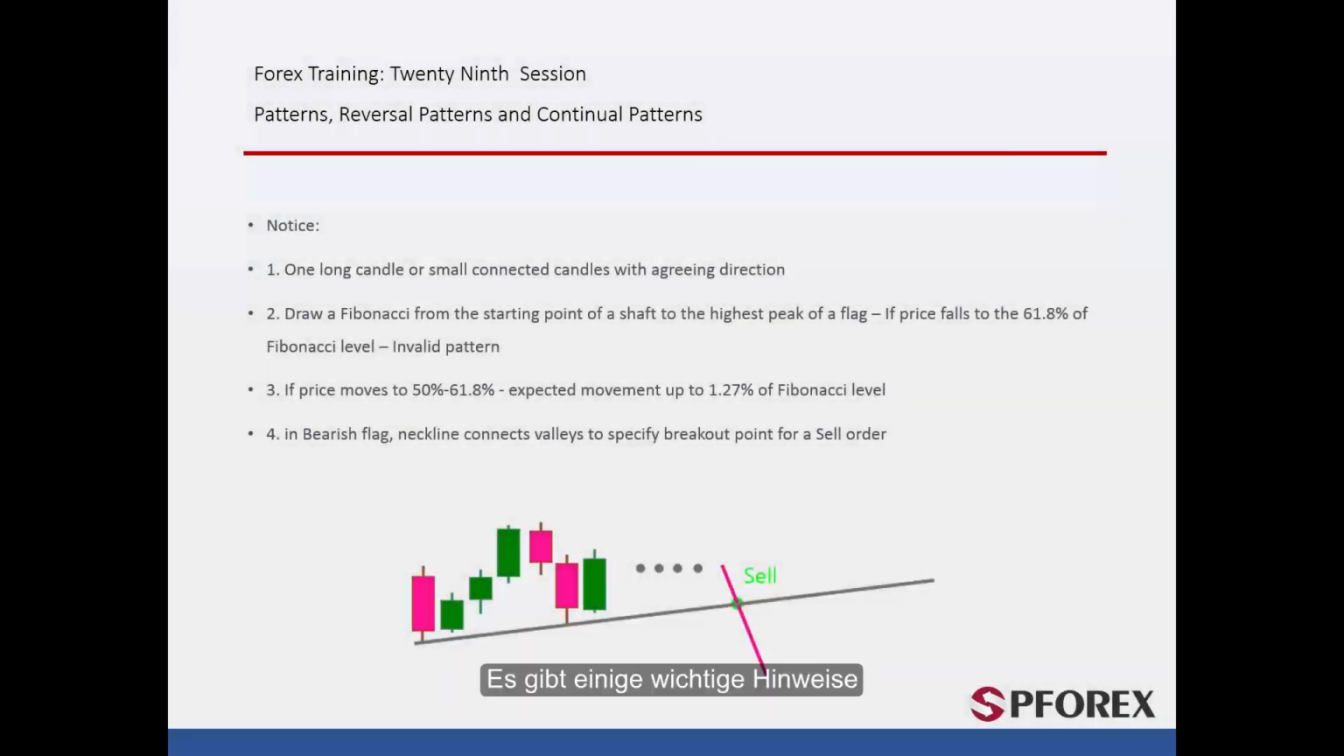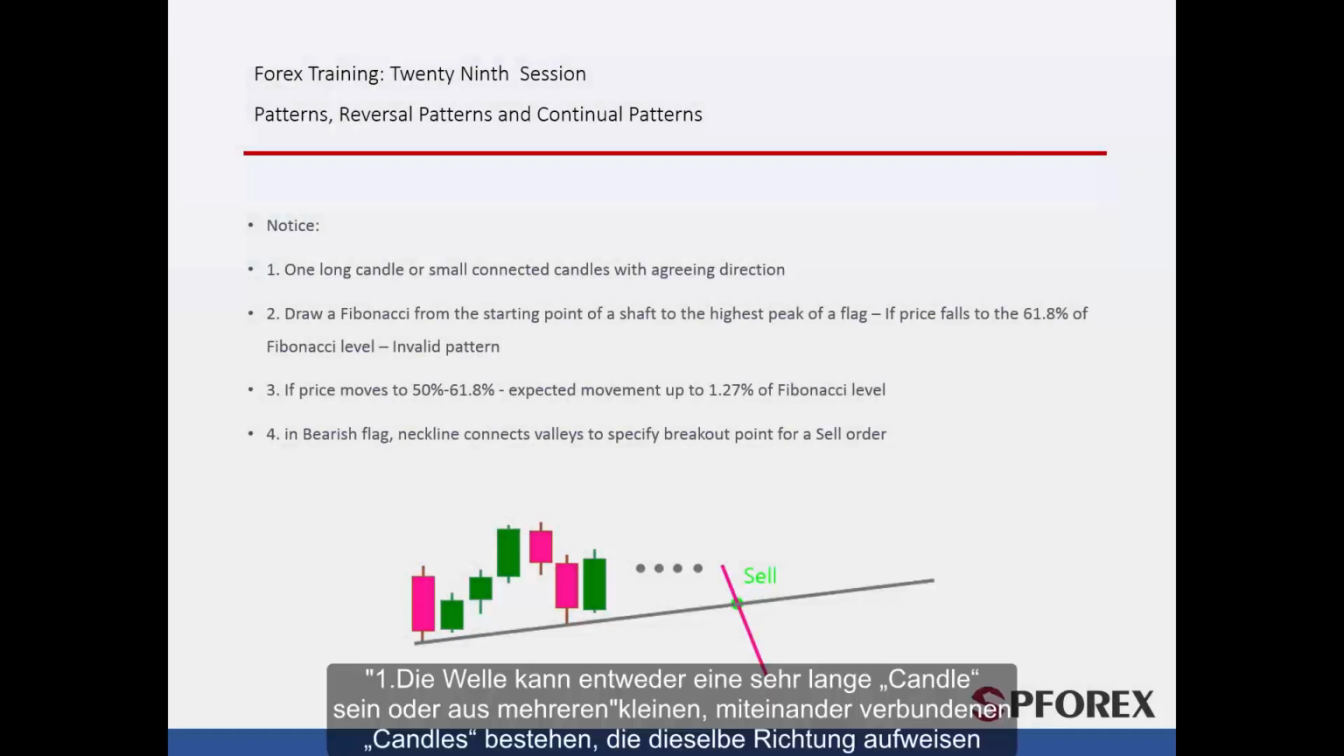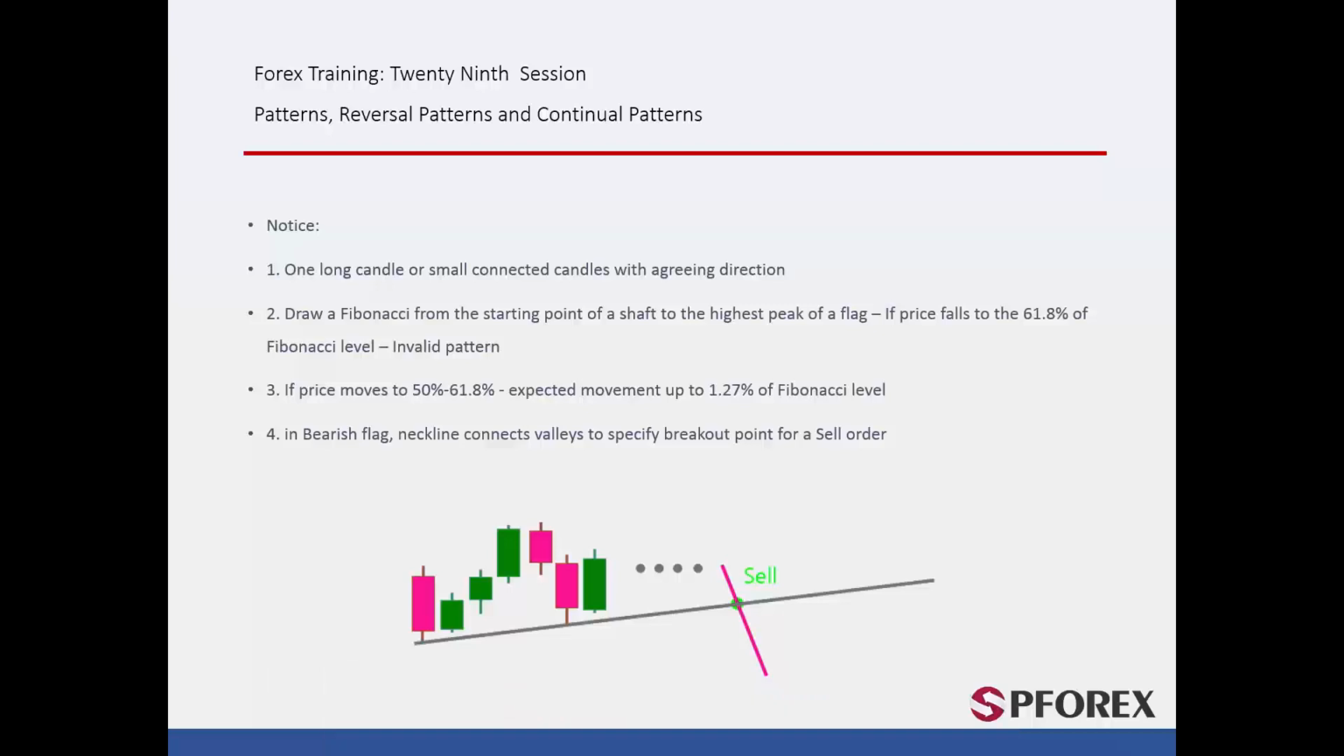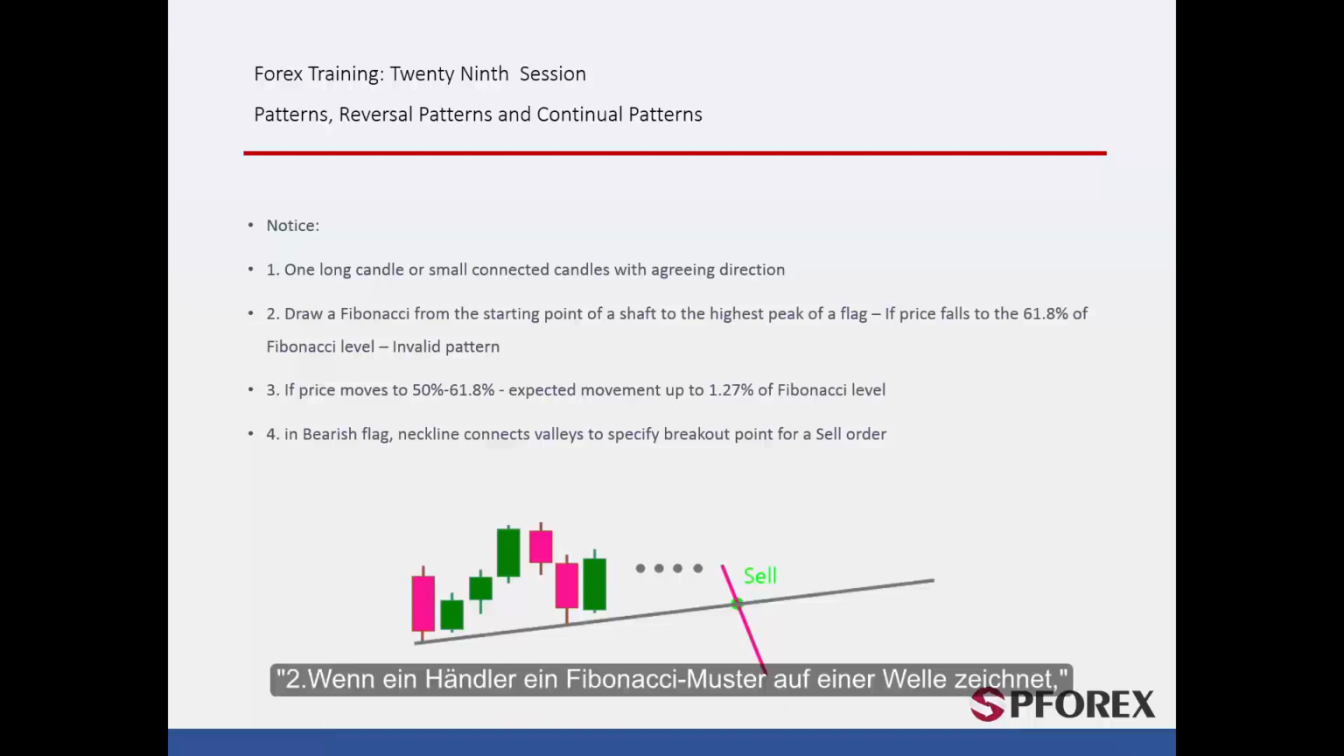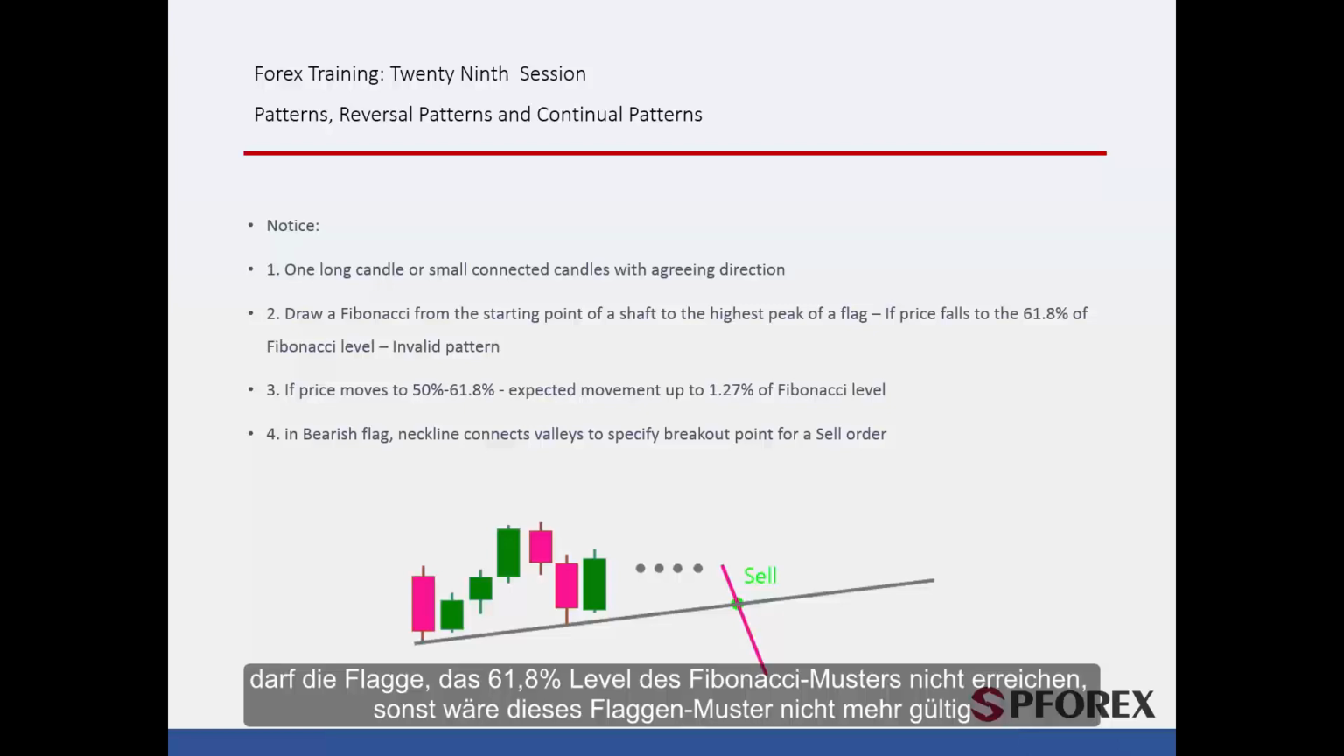There are some important notes. The shaft can either be a very long candle or consist of multiple connected small candles with the same direction. If a trader draws a Fibonacci pattern on the shaft, the flag must not reach the 61.8% level of the Fibonacci pattern. Otherwise, this flag would not be valid anymore.